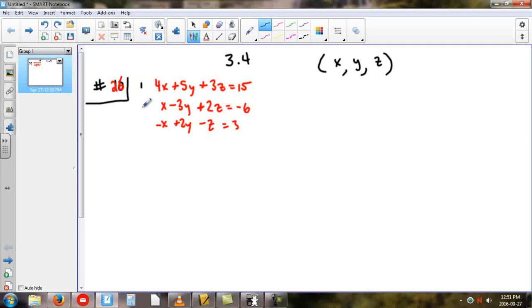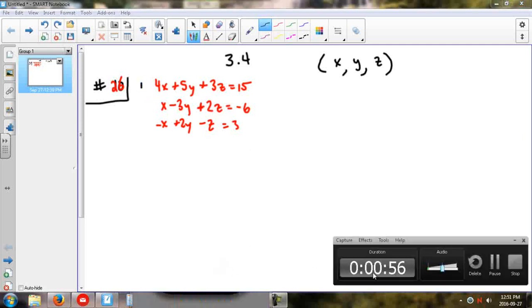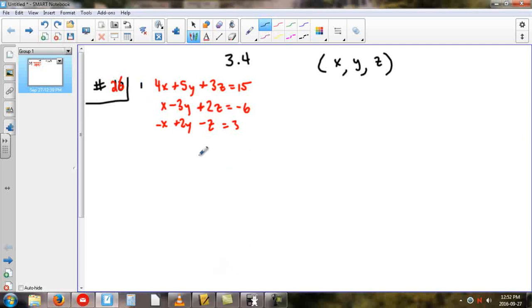I'm going to number these. I'm going to label them 1, 2, and 3. Those are equation numbers, if you will, so I can talk about which equation I'm talking about.